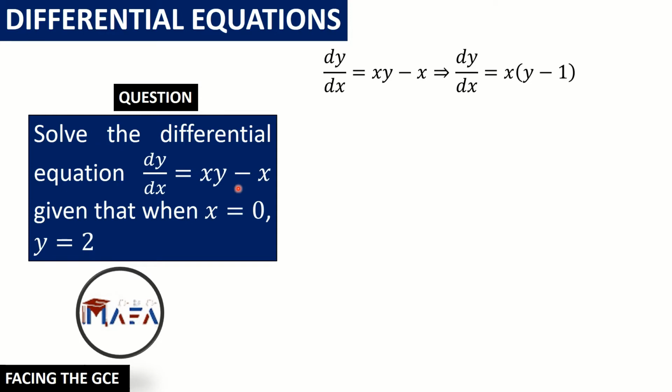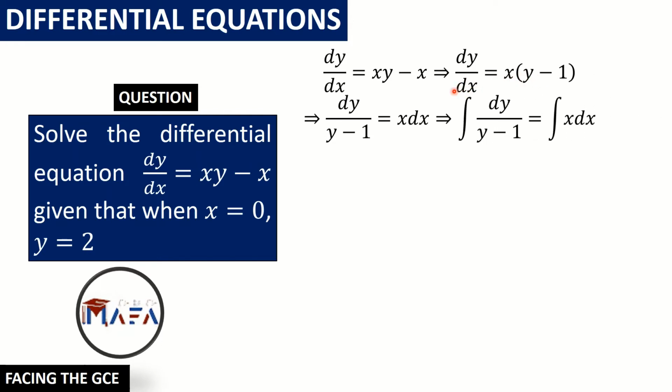then we just need to separate the variables and integrate. Separating the variables, we begin by factorizing x from the right hand side of the equation. We are going to get dy by dx to be x into y minus 1. To separate the variables, everything in terms of y on one side, everything in terms of x on the other side. So we divide both sides by y minus 1 and we multiply both sides by dx. We are going to get dy by y minus 1 to be equal to x dx.